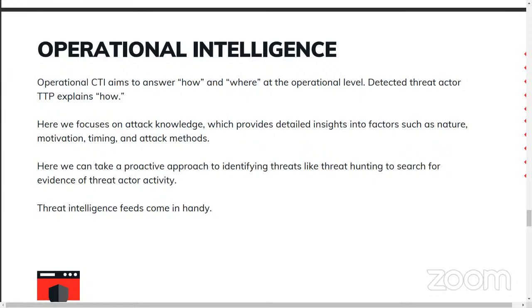So here we focus on attack knowledge, which provides insight into factors such as the nature, motivation, timing of an attack, and an attack method. Especially with timing, the time an attack was carried out, you can use it to see if it comes from a particular region because of the time differences. So timing can be key to what particular region was carrying out the attack. If it's during the day, it's probably the same time zone, or maybe the attacker has gone out of their way to make sure that when the attack is being carried out, there would be no one to flag it.